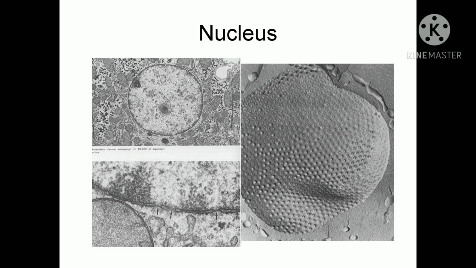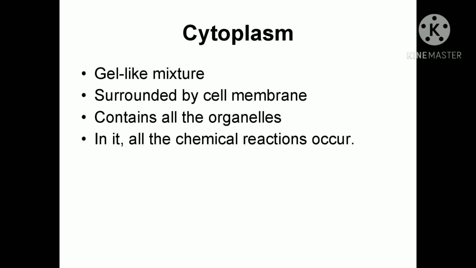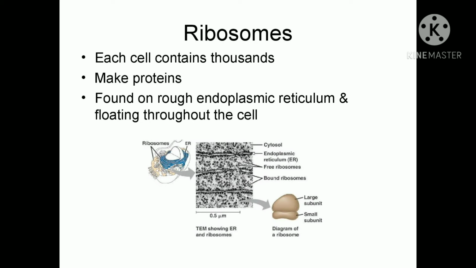Okay, now we are moving on to the cytoplasm. It is the gel-like mixture that is surrounded by the cell membrane. It contains all the organelles. Generally, chemical reactions occur in it. Now ribosomes. Each cell contains thousands of ribosomes. They make proteins and are found on the rough endoplasmic reticulum and floating throughout the cell. Here you can see the picture of the ribosomes and also a rough diagram of the ribosome.